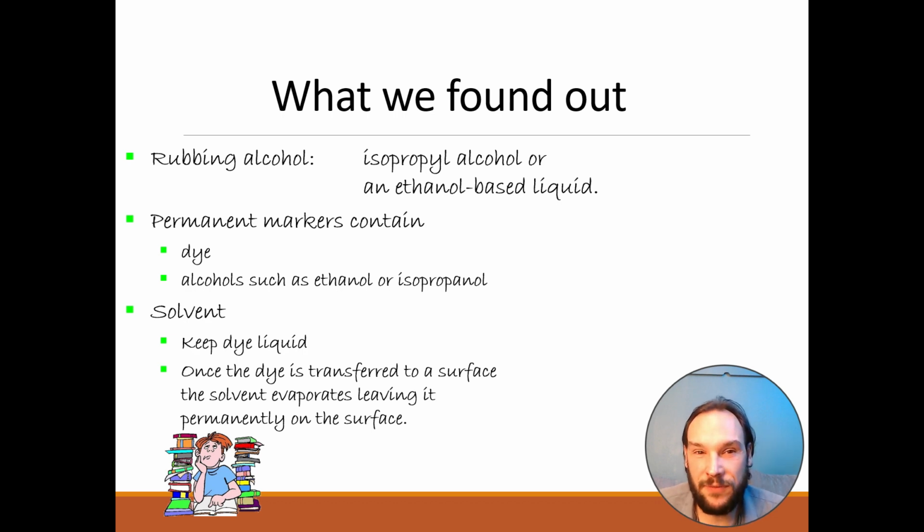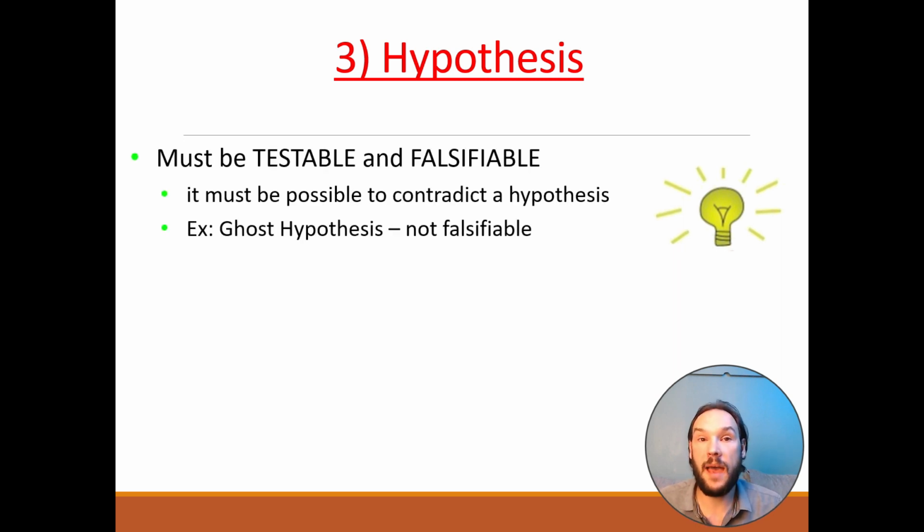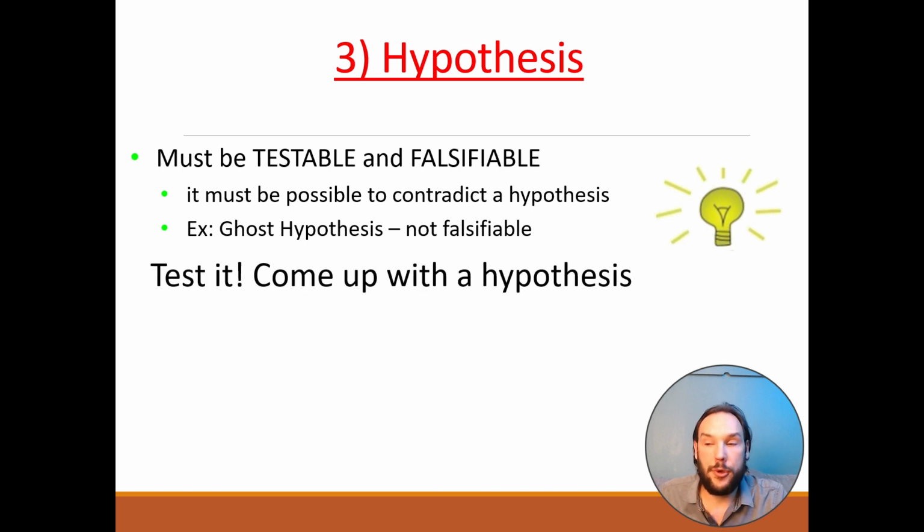So now that we have that information, we can think about our hypothesis. What's a hypothesis? A hypothesis is a statement that must be testable as well as falsifiable. Very important in science is that it is falsifiable, so it must be possible to contradict the hypothesis. For example, when we say there is a ghost, well, that's not really falsifiable. So therefore, it's not a scientific hypothesis.